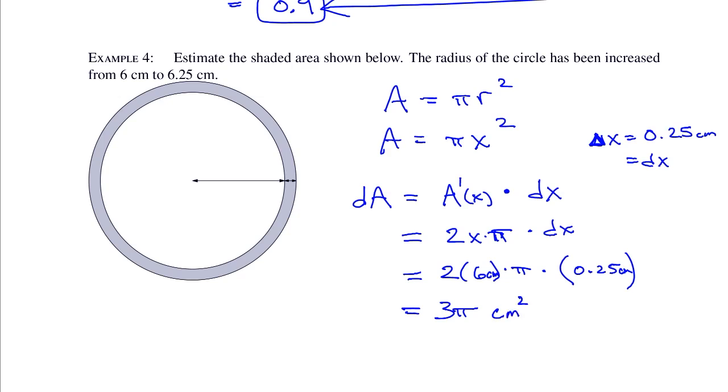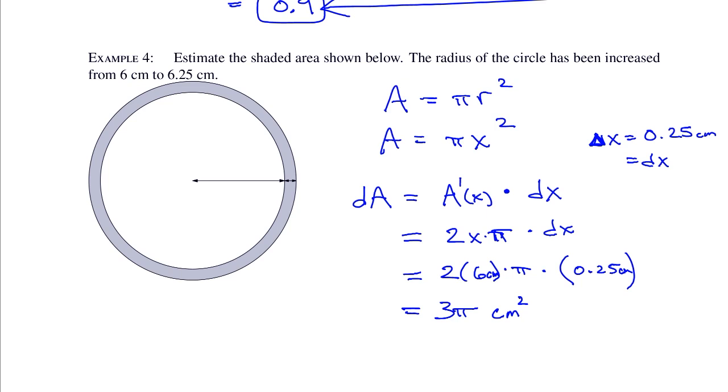Does centimeters squared make sense for the units for this? What does dA represent? What does it mean in words? Area. So this is the difference in area. What units are appropriate for area? Square units. Centimeters squared.